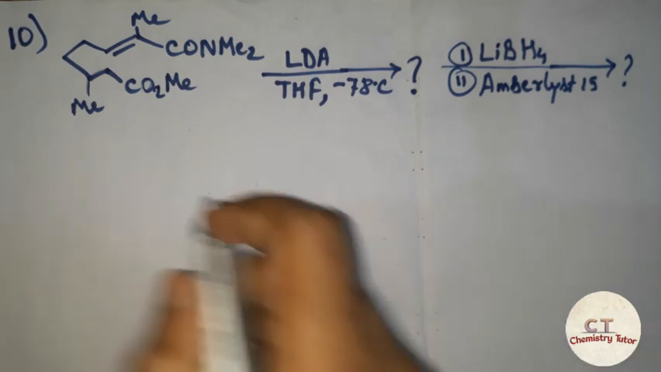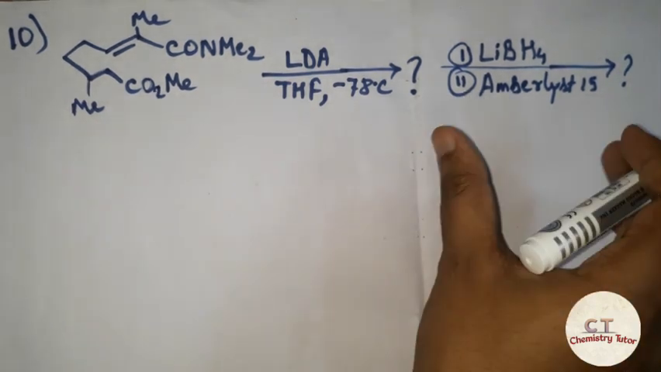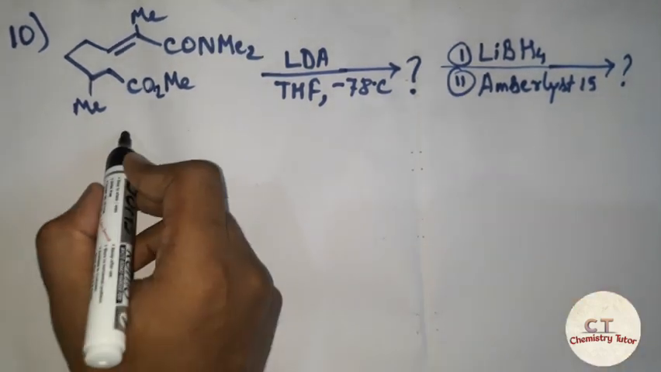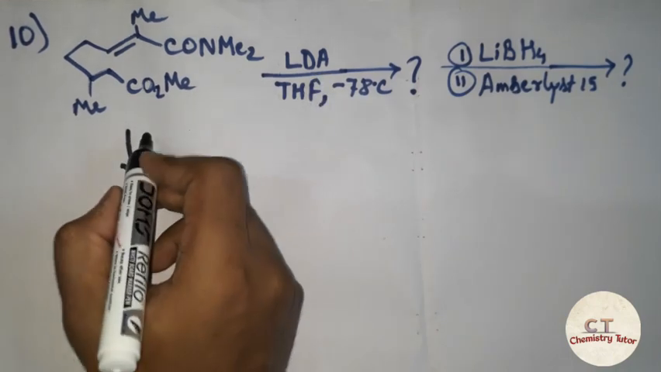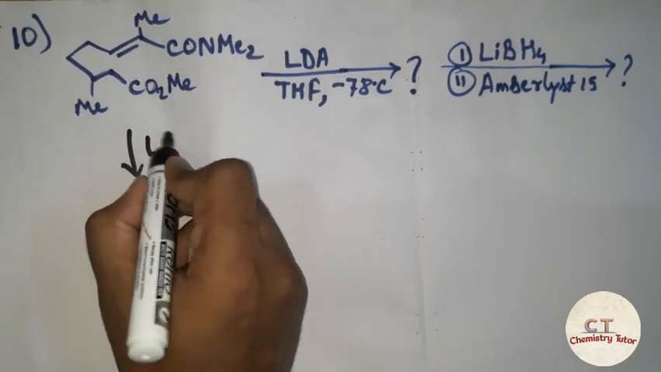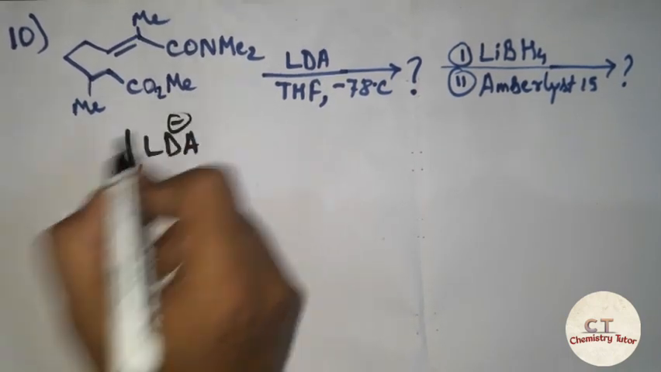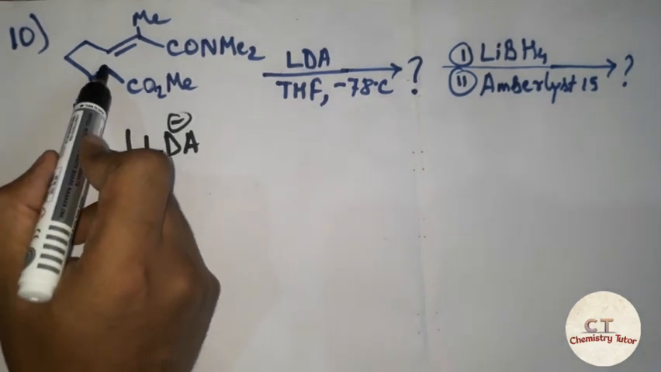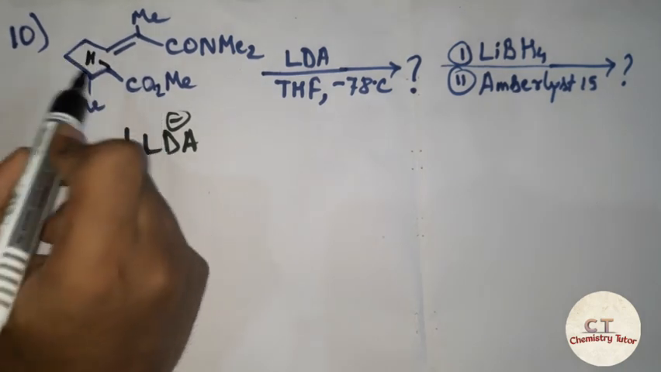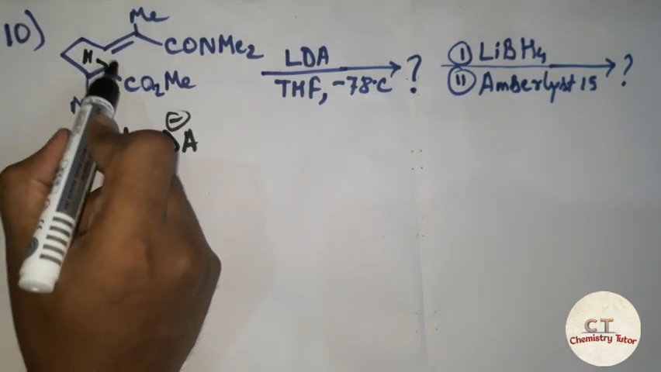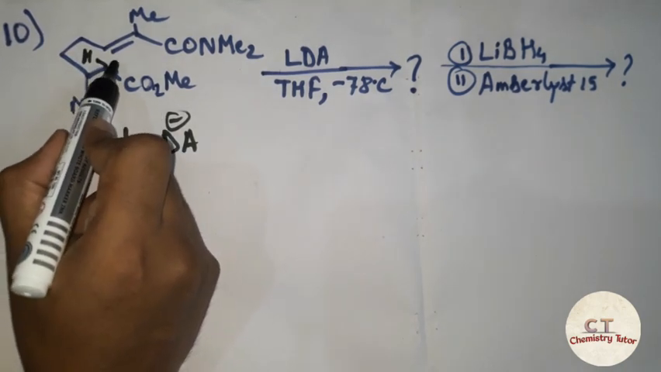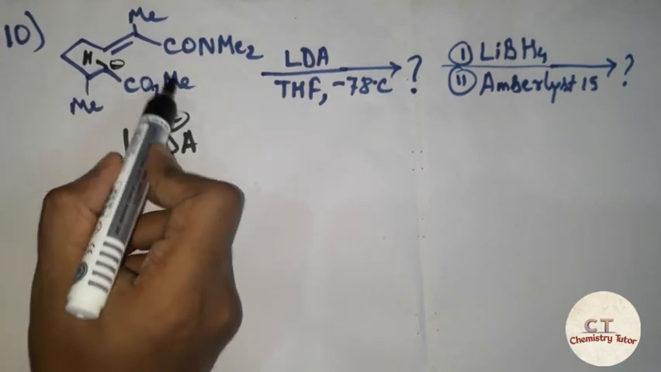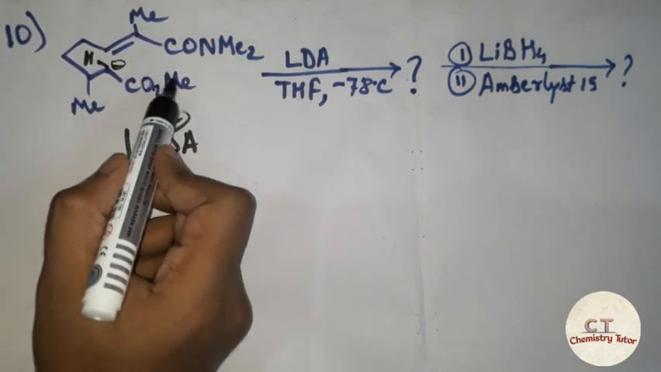Let's see our next question. So what will be the products formed in this reaction? First of all, LDA is given. We know LDA is a non-nucleophilic base. Okay, so it will abstract a proton. So from where can it abstract a proton? It is the most acidic proton available here, since on abstracting this proton, a negative charge will be developed, and it will be stabilized.